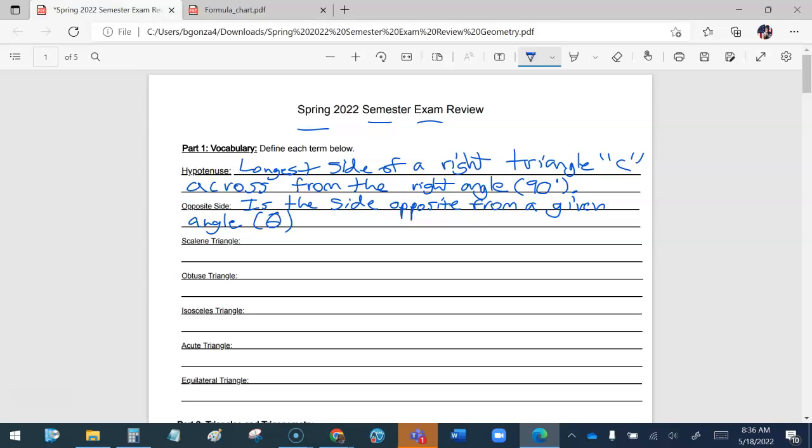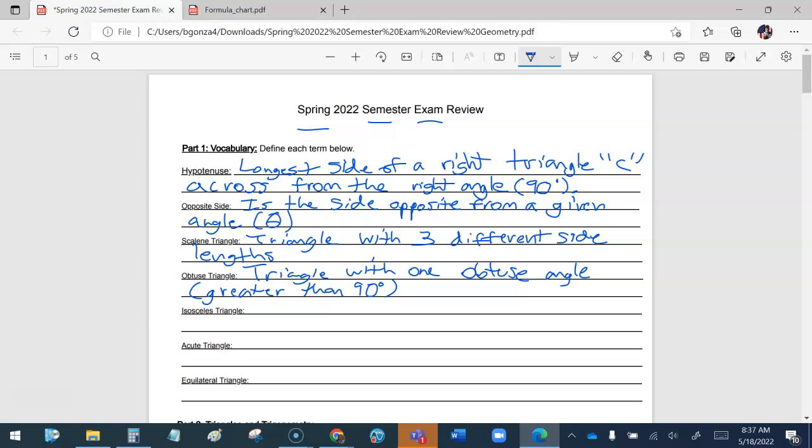A scalene triangle is a triangle with 3 different side lengths. Okay. Obtuse triangle is a triangle with 1 obtuse angle. And if you remember, an obtuse angle is greater than 90 degrees.